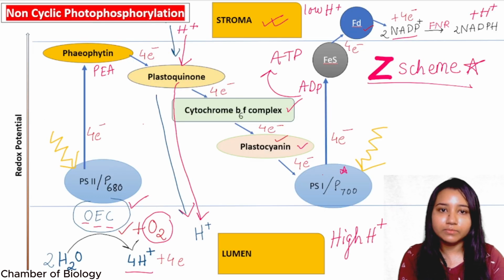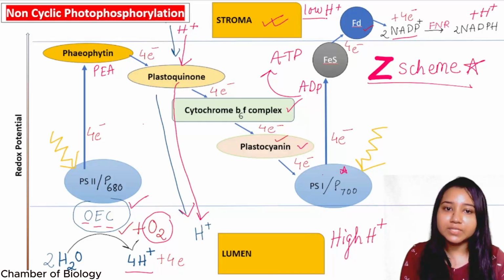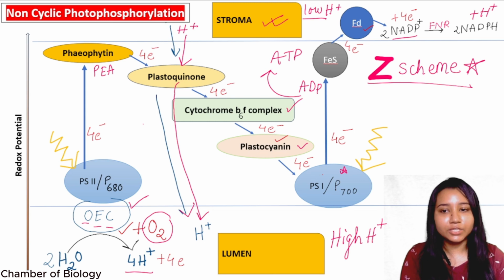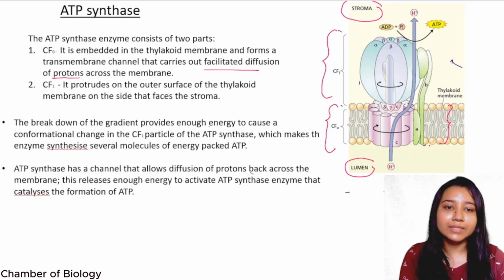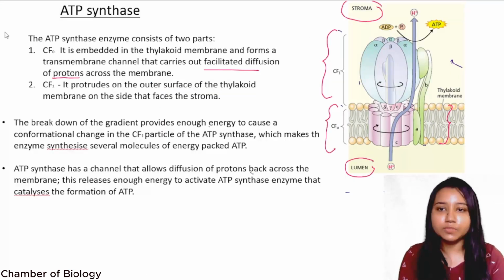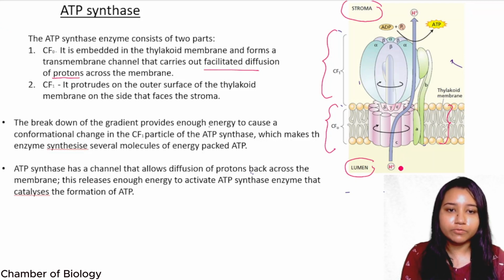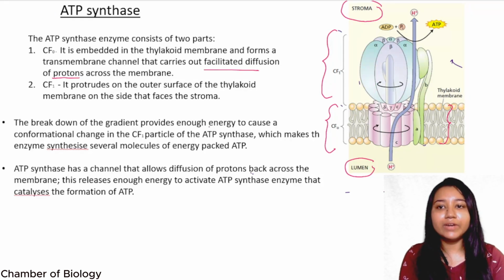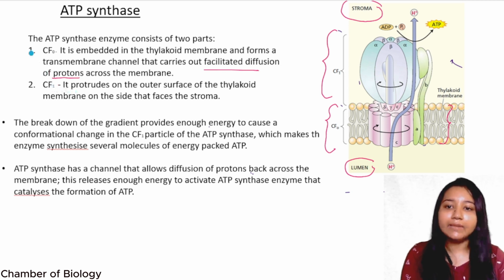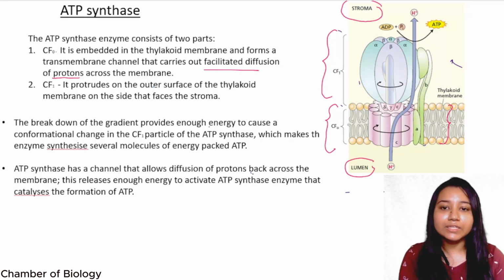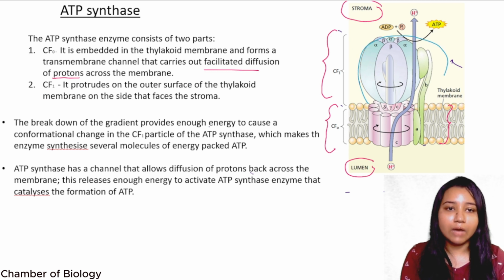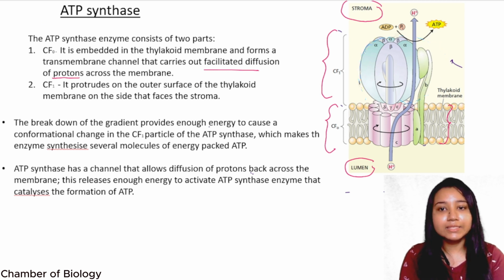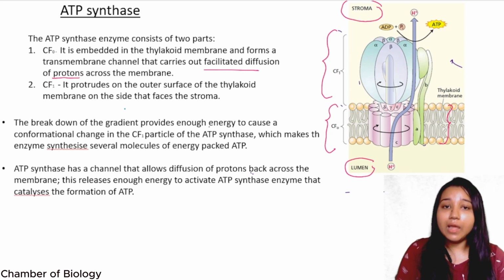If you all remember, the stroma has low H plus content and the lumen has high H plus. So we will see that the protons are going to be transported from the lumen to the stroma region, right? And for this, the ATP synthase channels are going to help us as well. Then we can see the CF1 protrudes on the outer surface of the thylakoid membrane.